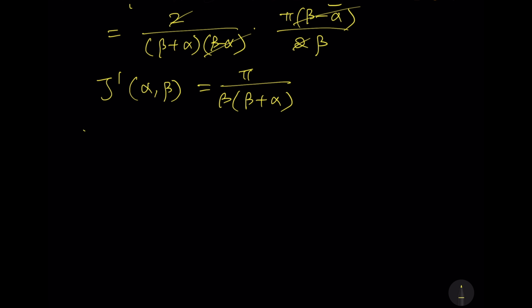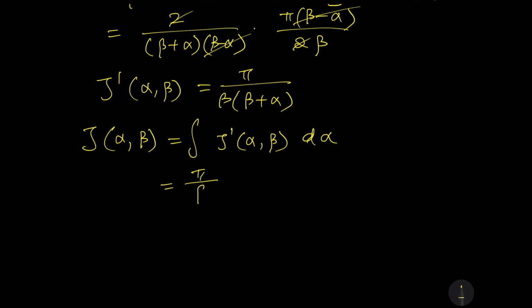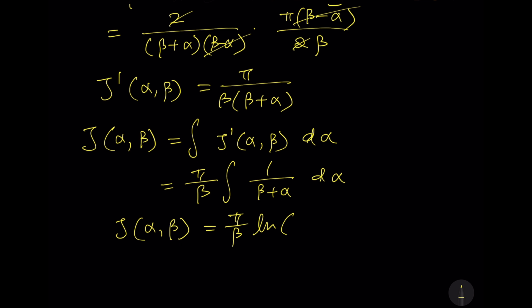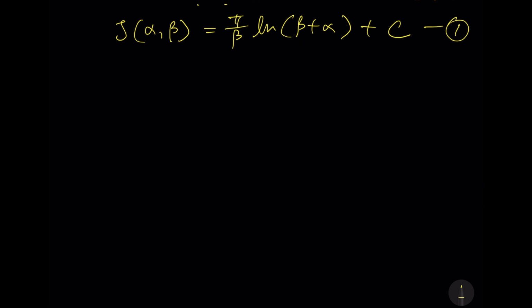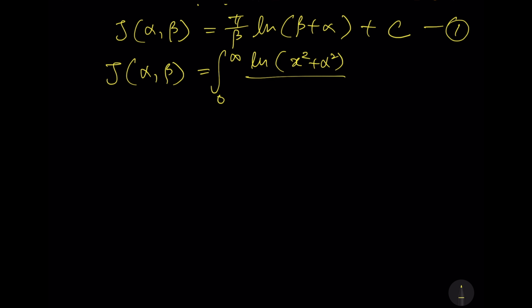From here we can perform integration such that J of alpha, beta equals the integral of J prime of alpha, beta d alpha, which equals pi over beta times the integral of 1 divided by (beta plus alpha) d alpha. Therefore, function J of alpha, beta equals pi over beta multiplied by natural log of (beta plus alpha) plus a constant C. Label it as equation 1. Remember there is another J of alpha, beta that we defined at the beginning of this video. It will help us to find the value of constant C. Label it as equation 2.